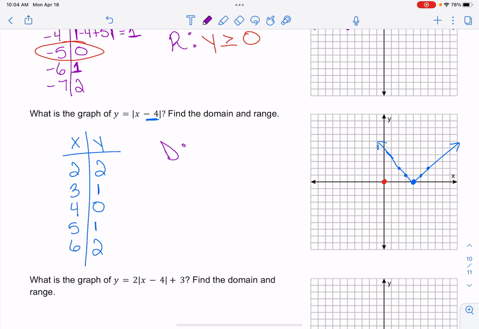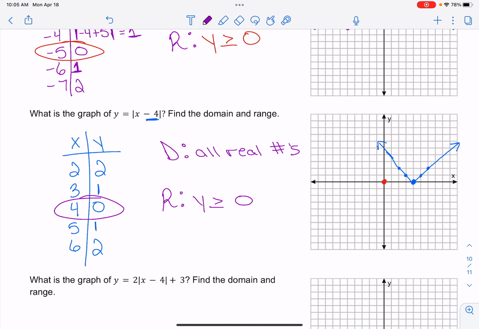So then we state our domain and our range. You guys were doing really great with this on the quiz, where I think everybody put all real numbers for the domain, so you guys got that part. And then the range, again, we go back to our vertex. So we have y and 0. Our graph opens up, so it's going to be greater than or equal to.